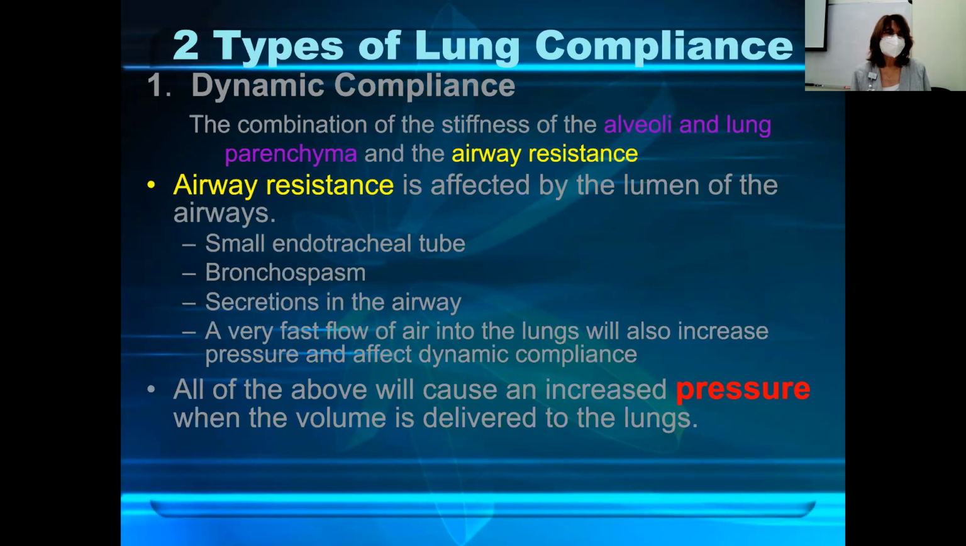All right, and then to tell you that there's 2 types of lung compliance. The first one is called dynamic compliance. It's a combination of things that contribute to the number. It's the stiffness of the alveoli and lung parenchyma and the airway resistance combined.